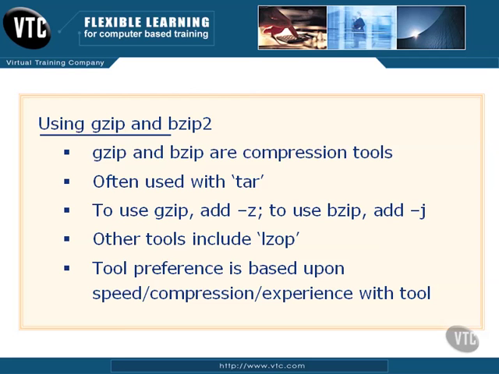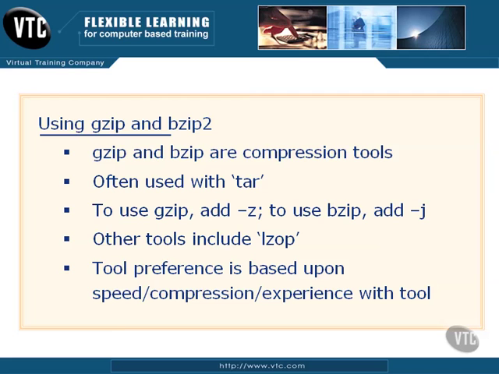Now which tool you use is basically personal preference, and sometimes that personal preference is based upon how fast you need the tool to work, which may depend upon how many files you have to compress and how large they are. It also may depend on compression. How much do you want it compressed? And it also may depend on your basic experience with the tool. Most people use the tool they're most familiar with and have used the most often. So some people use GZIP automatically because that's what they've worked with, and some people may use BZIP2 because that's what they've worked with.